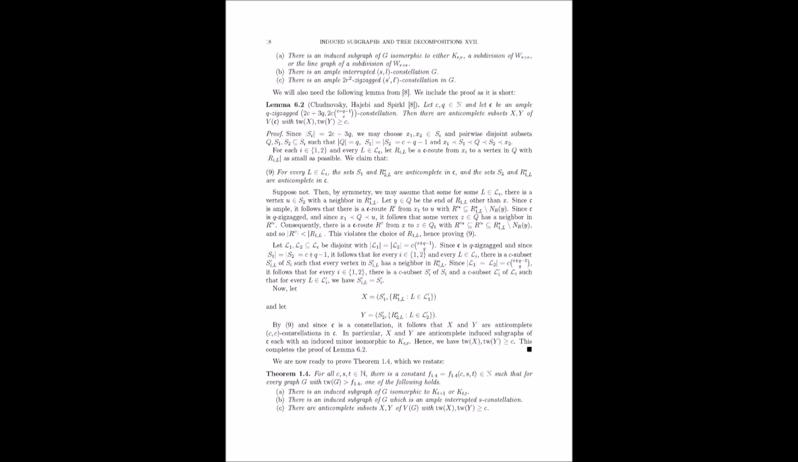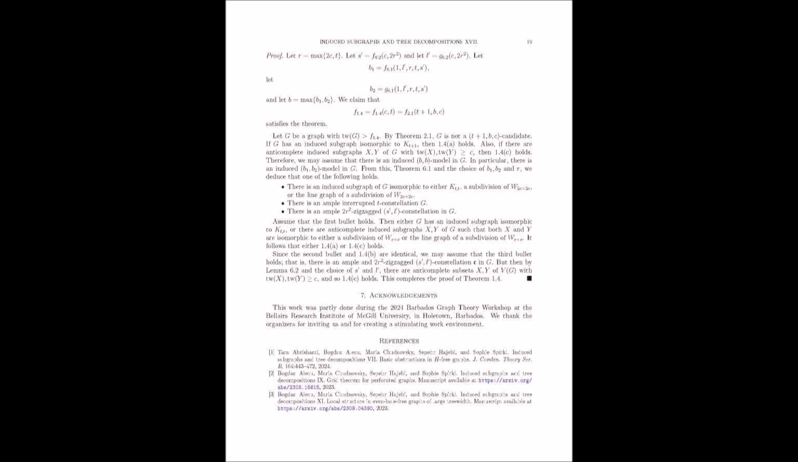Okay, theorem 1.4 states that every graph with sufficiently high tree width must contain at least one of the following: a large complete graph, a large complete bipartite graph, a large interrupted S constellation, or, finally, two anti-complete sets with large tree width. So we finally have our definitive answer. If a graph is complex enough, it either has one of these specific structures or gives us the two large, disconnected subgraphs we were searching for.